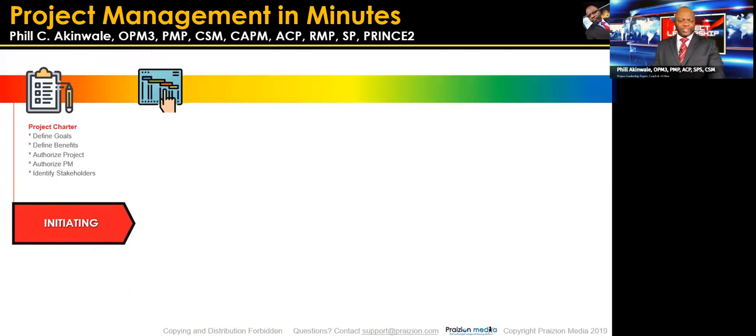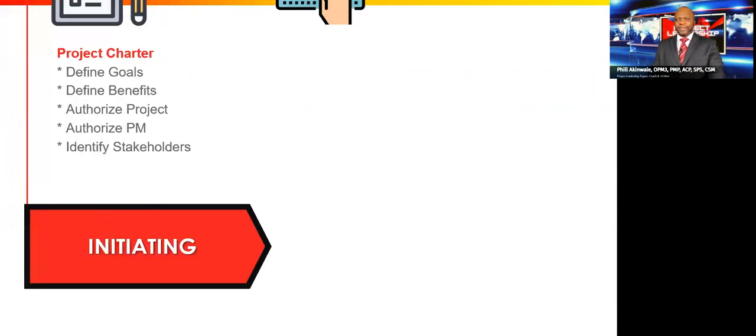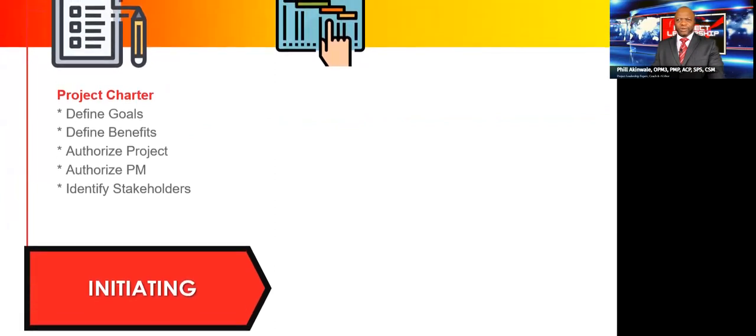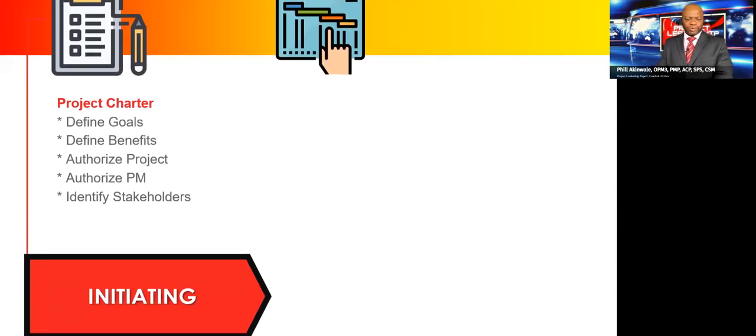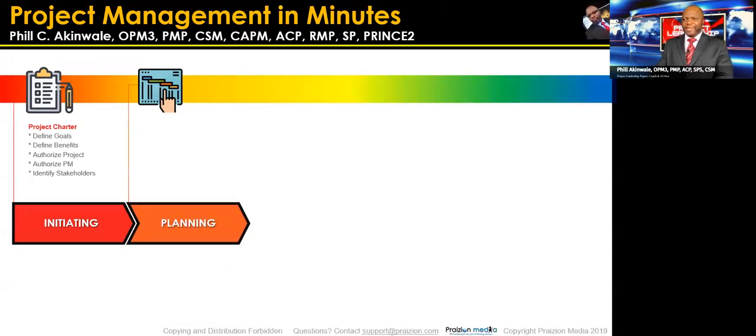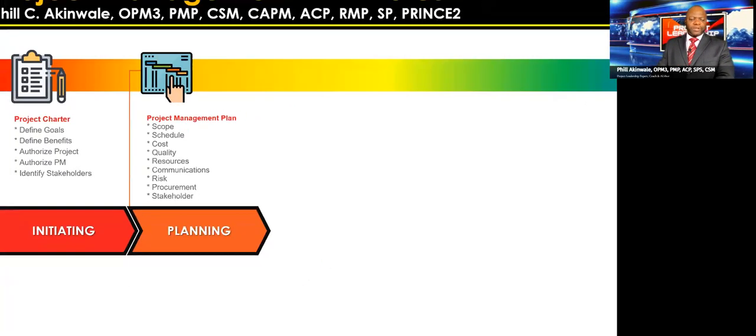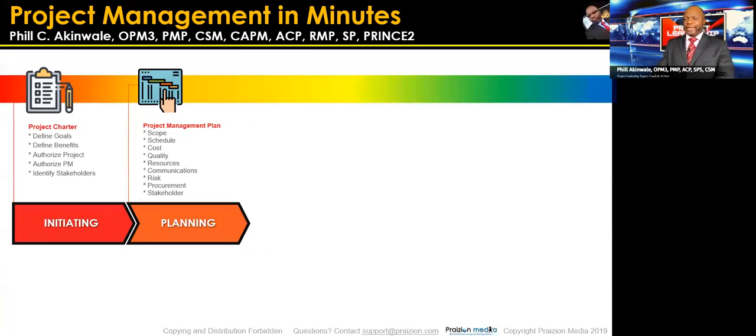First thing I mentioned is initiating. Part of initiating is defining the goals, defining the benefits. Project is authorized, project manager is authorized, and stakeholders are identified. The next step is planning. This is where you plan all of those variables that I told you: scope, schedule, cost, quality, resources, communications, risk, procurement, and stakeholder. Your plan doesn't need to be a complex one. It could just be, I've thought about this aspect, move on. This is what we're going to do with this aspect, move on.